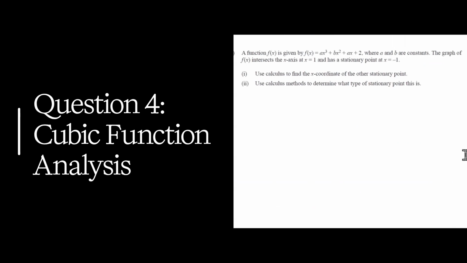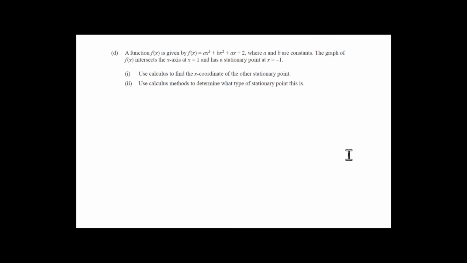So the next question, I'm going to give myself a lot of room because I've got a feeling this is going to take lots of scribbling. We're given the function f of x is ax cubed plus bx squared plus ax plus 2, where a and b are constants, and the graph intersects the x-axis at x equals 1 and has a stationary point at x equals minus 1.